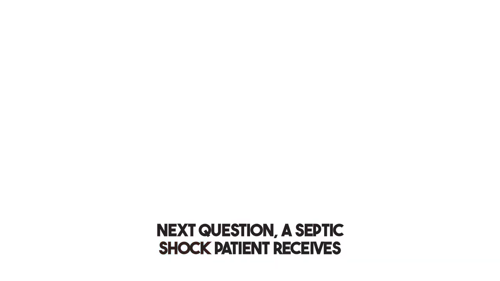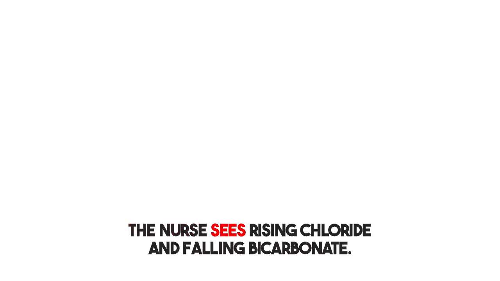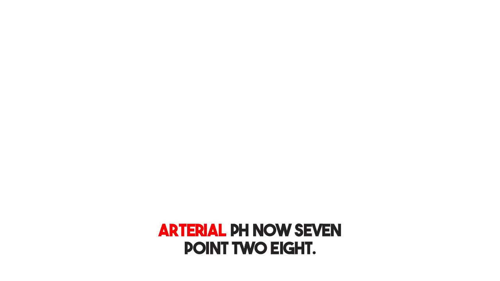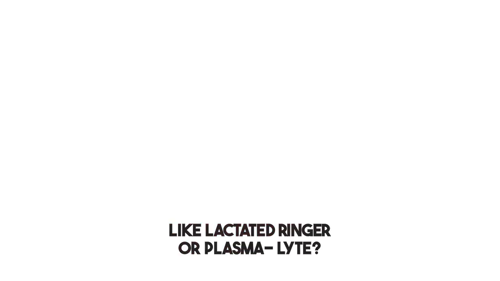This next question. A septic shock patient receives 2 liters of normal saline. The nurse sees rising chloride and falling bicarbonate. Arterial pH now 7.28. Why should fluids change to balanced crystalloid like lactated ringer or plasma light?